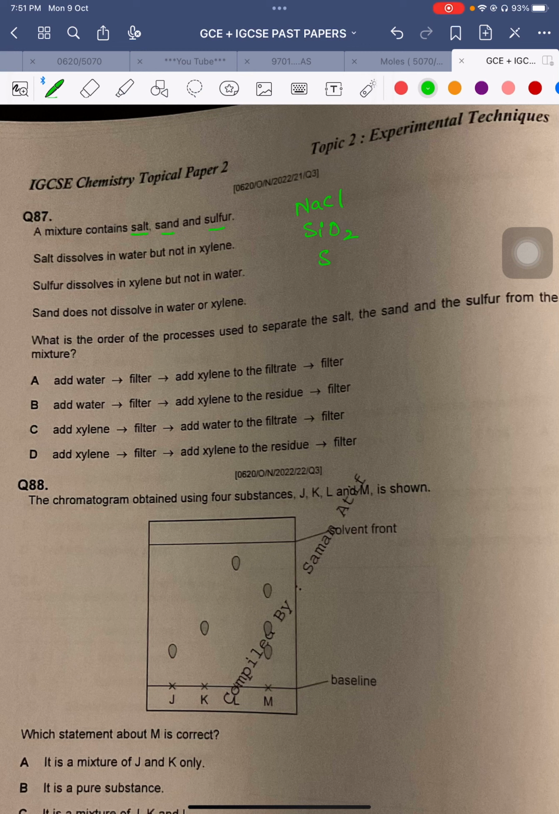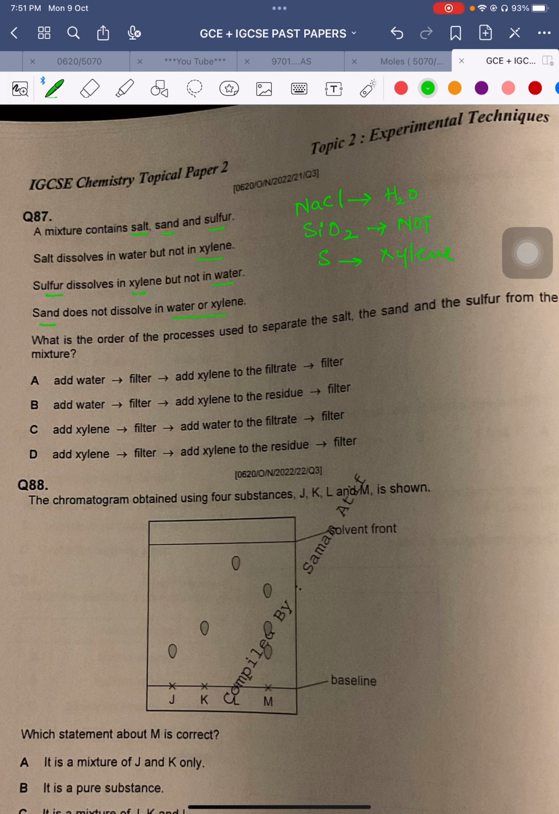Salt dissolves in water but not in xylene. Sulfur dissolves in xylene but not in water. Xylene is a compound. Sand does not dissolve in water or xylene. So salt dissolves in water, sand in neither, and sulfur in xylene.